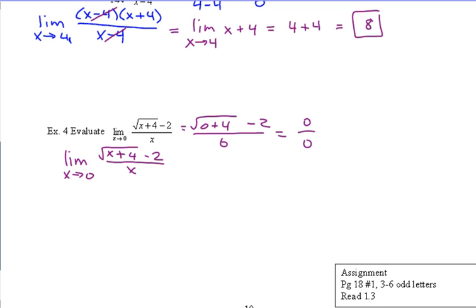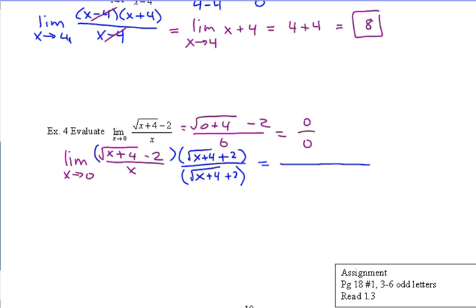Okay, so we're going to multiply top and bottom by what? Root x plus 4 plus 2. We're making a difference of squares. We're rationalizing. And so top and bottom. Now here's my hint. This is the one that we're using the difference of squares on, the numerator. So we're going to leave the other one factored. Don't expand that, because ultimately we want something to cancel.